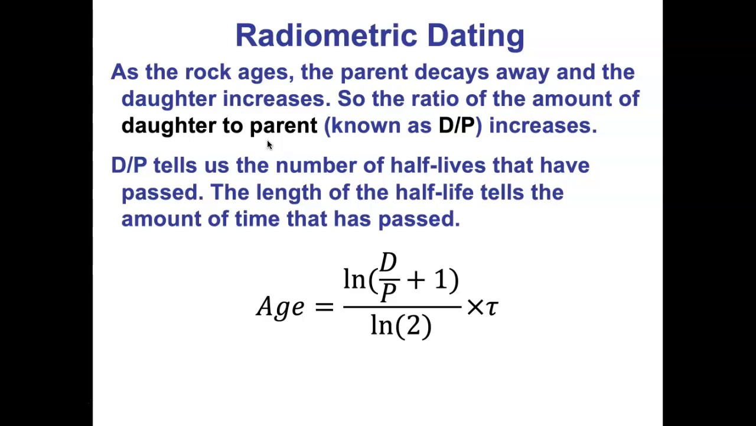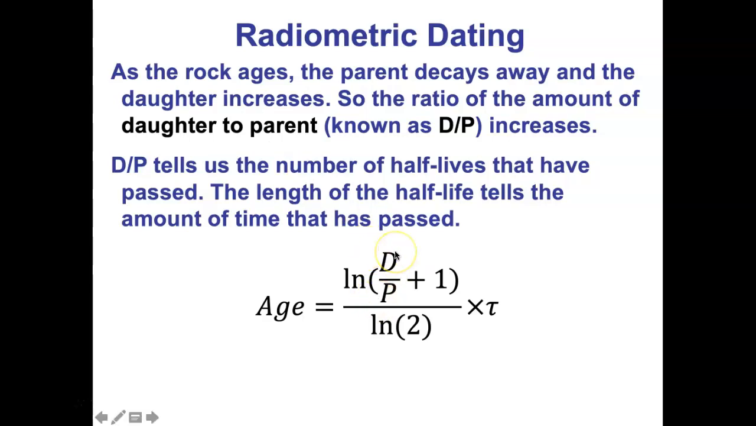And then, from studying these isotopes in a lab, you can measure experimentally how long each half-life is, and then you can just say, well, if you take the number of half-lives times the length of each half-life, you have the age of that rock. And that's what this equation at the bottom of the screen here is giving you.